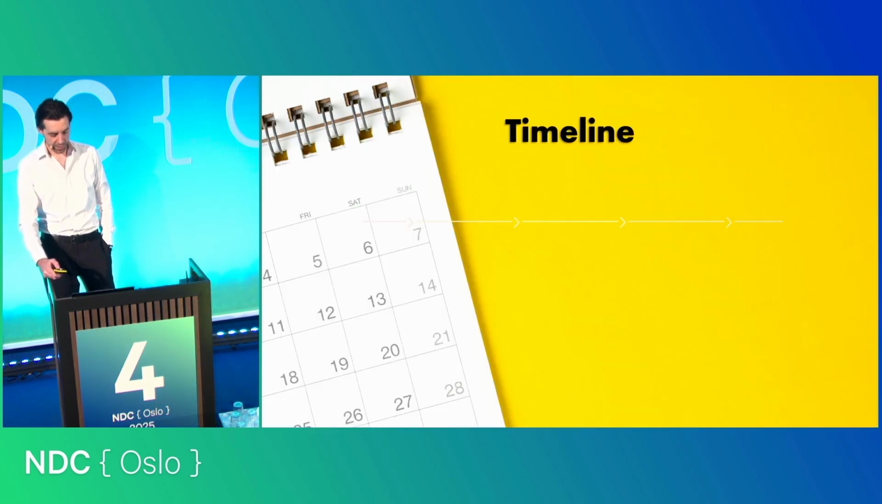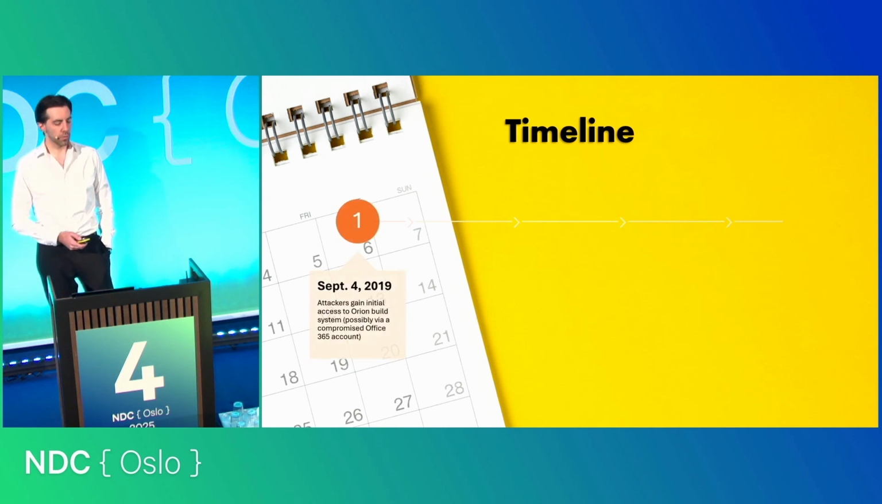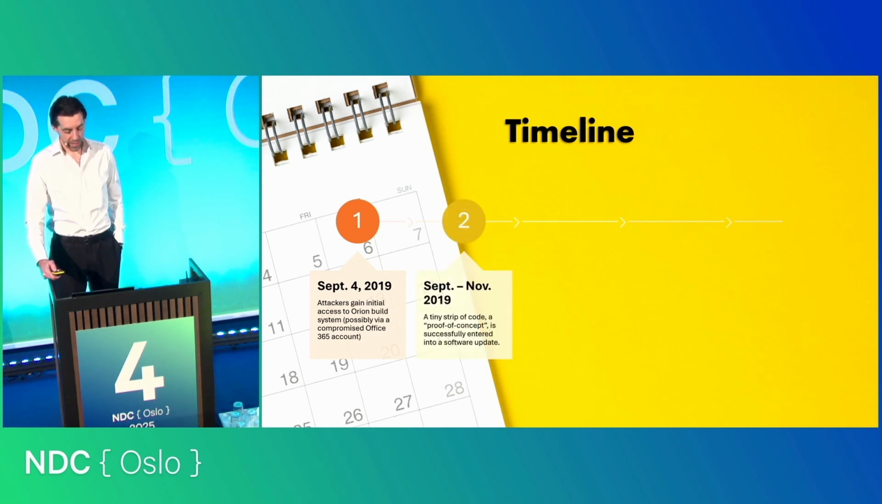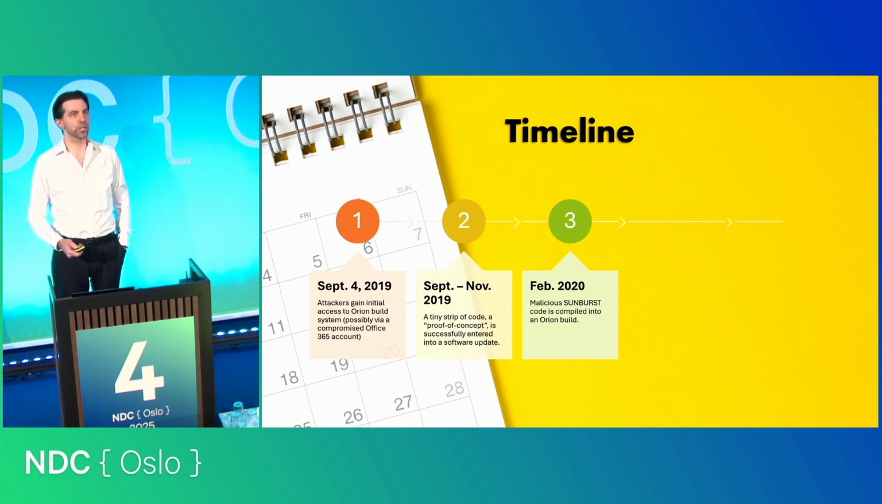So let's look at what actually happened in this attack here. First off, September 4th of 2019, the attackers were able to gain access to the build system for a piece of software called Orion. We're not 100% sure how that happened, but most likely it was through a compromised Microsoft account. Over the next few months, they managed to inject a little strip of a proof of concept into some of the code, into the build system, to prove that they were able to modify the final build that got released out to customers. That succeeded, and so in February of 2020, they actually did that attack. They had their malicious code, and they built it into a production release of the software.